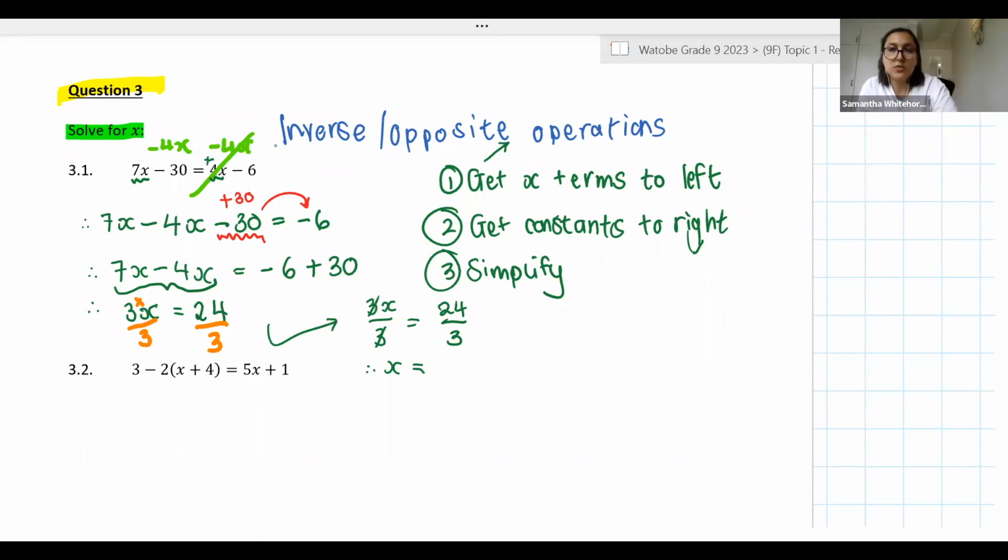Now quickly in the chat, what is 24 divided by 3? Good, Amatle. 24 divided by 3 is 8. And so what we've done is we've solved for x. We now know that x must be equal to 8 in order for this equation to be true.